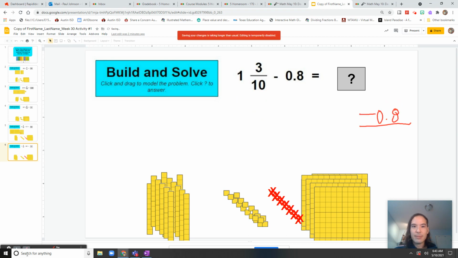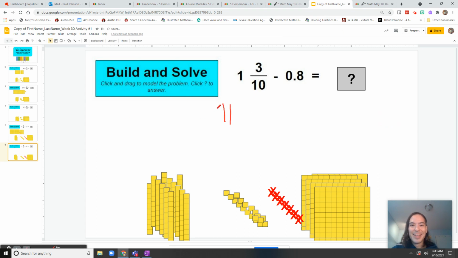Maybe it'll do that. Oh, well, I think everything is going crazy. But there's your setup. So 1 and 3/10 minus 8/10 should equal 5/10. Show me with the pictures, and then put in your answer right there. It could also be 1.3 minus 0.8. That's the other way you could look at it.